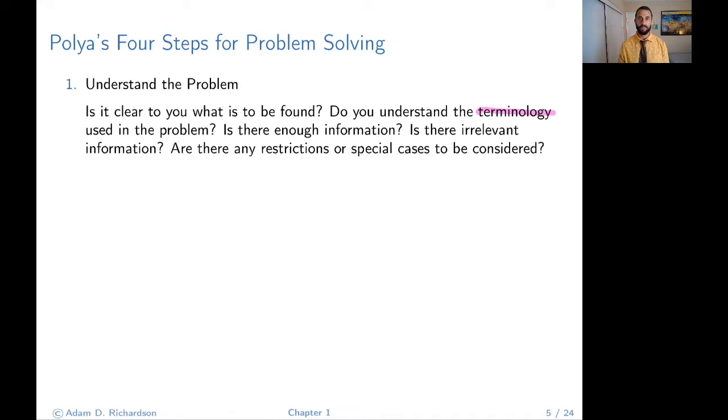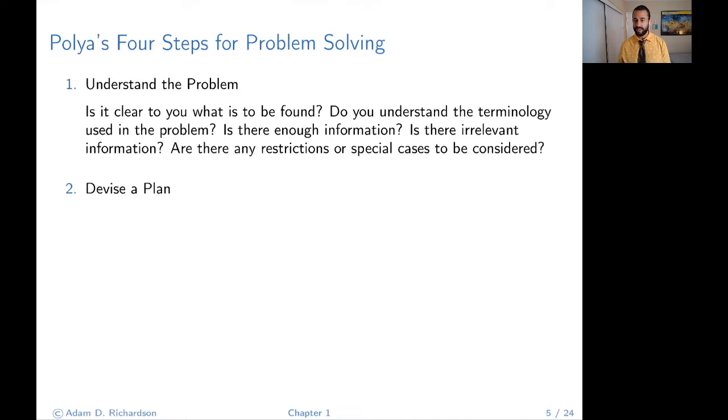Essentially, understand the problem. For me, as a mathematician, I will spend an insane amount of time on this step. I'll reread the question 20 times. I'll reread it out loud. I'll rephrase it in my own language. I'll make my own words and try to say it again in my own words. These are all techniques that you can use to understand the problem, and I encourage you to do so.